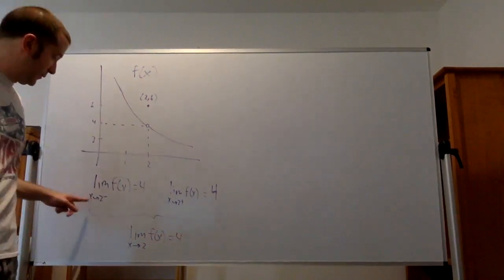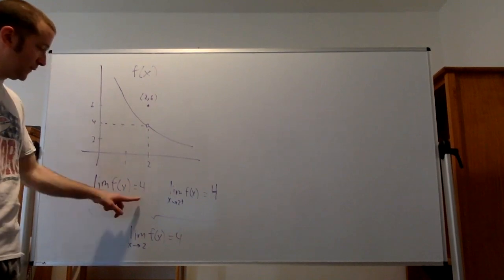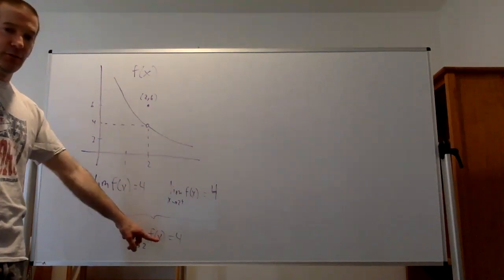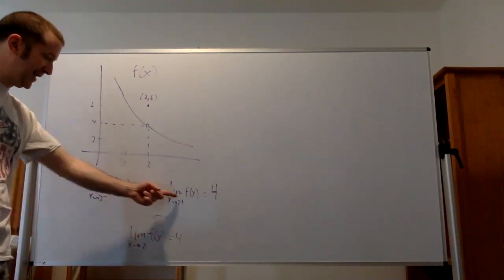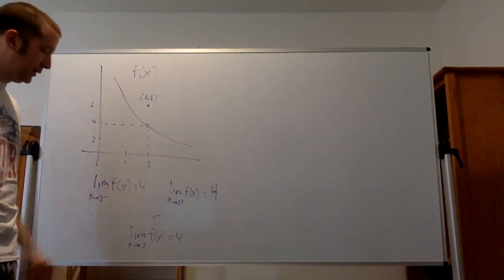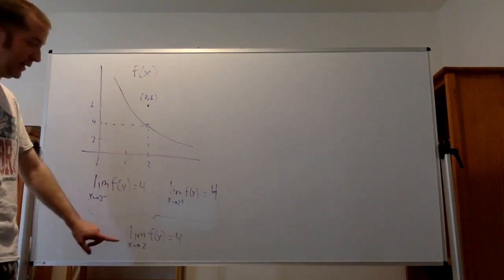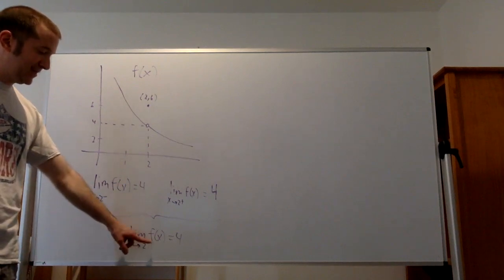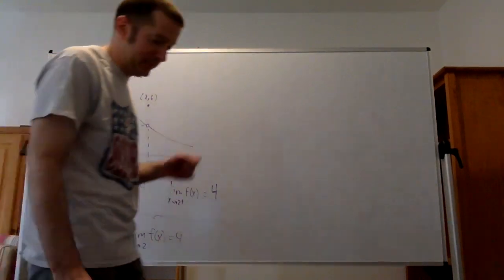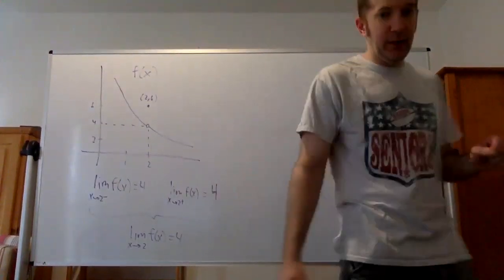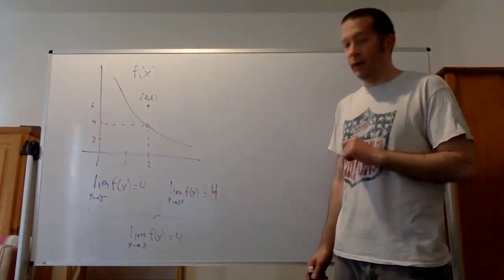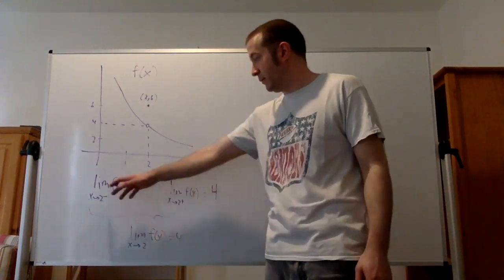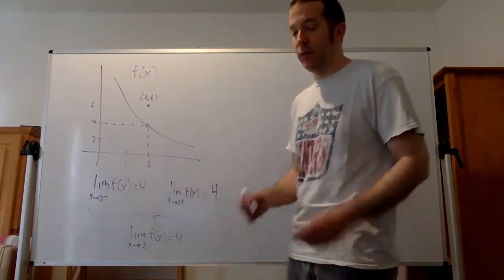So if the limit as x approaches 2 from the left is 4, and the limit as x approaches 2 from the right is 4, then the limit as x approaches 2 is 4. If the one-sided limits from the left and the right agree, that is what the limit is. That is the definition of a limit. The limit as x approaches some value of a function exists if and only if the left-hand limit and the right-hand limit exist and they are equal. So in this case, I would say the limit as x approaches 2 of f of x is equal to 4 because the left-hand limit and the right-hand limit exist.